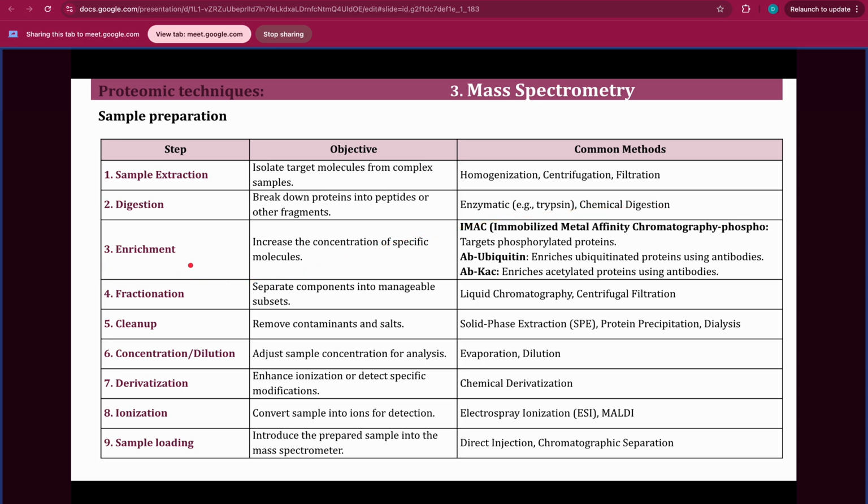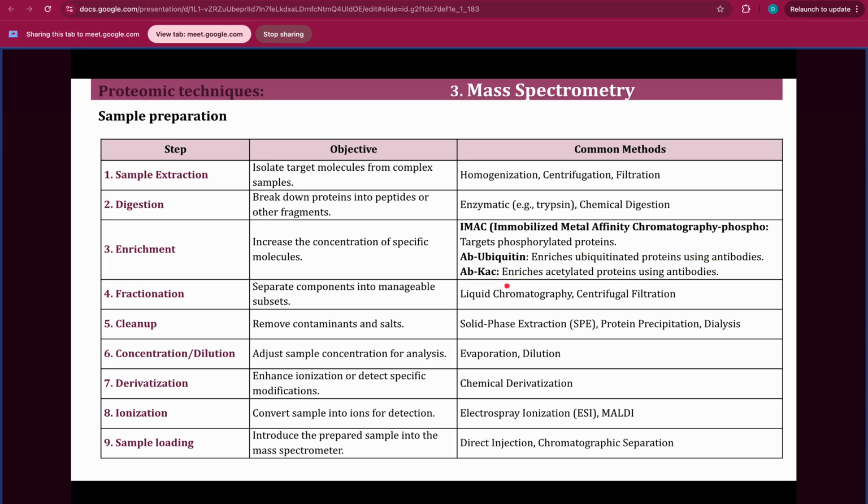The next step is the enrichment stage. In this we need to make sure that there is a certain concentration of peptides present. In enrichment we can go for IMAC, which is immobilized metal affinity chromatography, phospho, which will target the phosphorylated proteins, because for example I may only want to analyze certain proteins, as we have seen in targeted proteomics. So in enrichment I can decide which proteins from my sample I want to analyze. For that we can go for IMAC, in which we target the phosphorylated proteins, or we can go for the antibody ubiquitin, in which in my sample I will only allow the ubiquitinated proteins by using antibodies specific to those proteins. So I will only retain those proteins and study those proteins only.